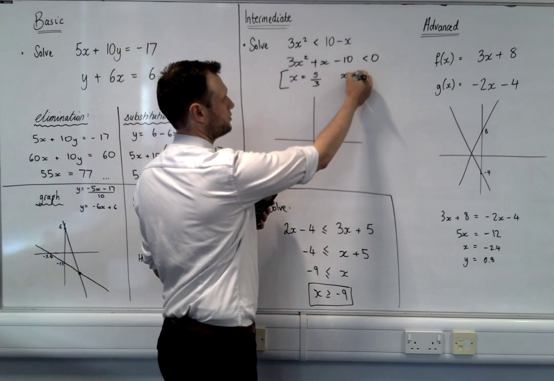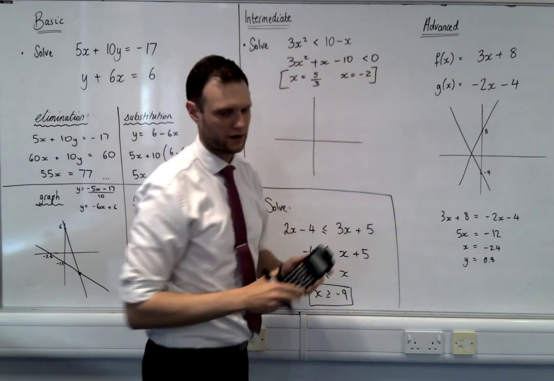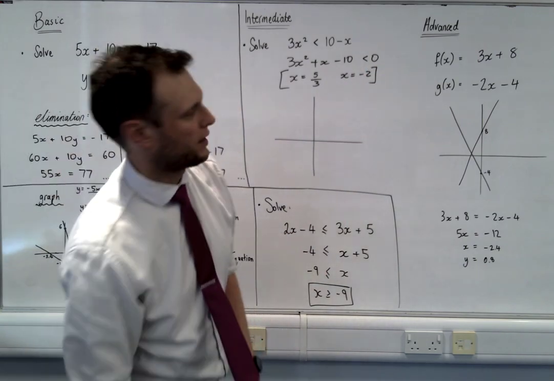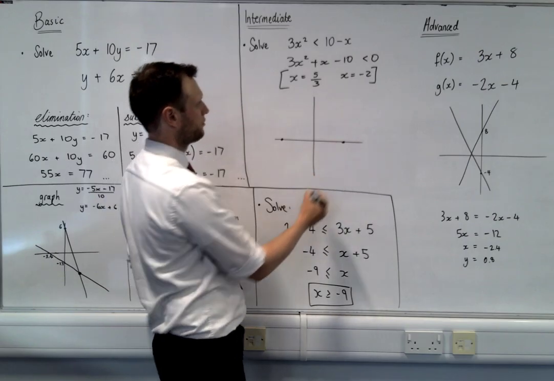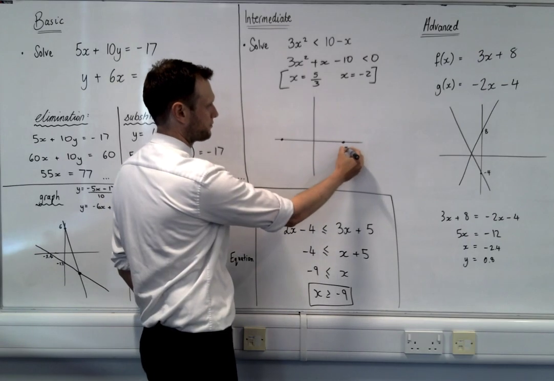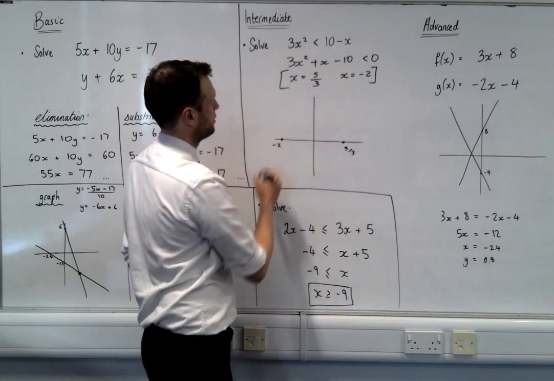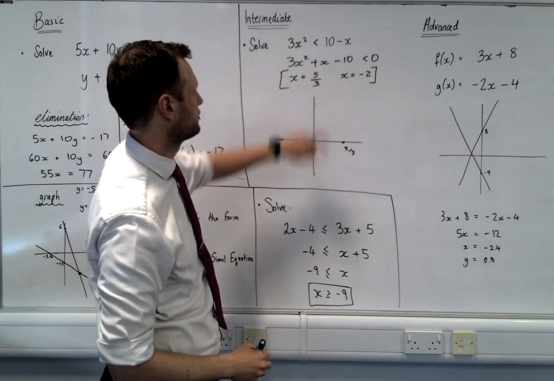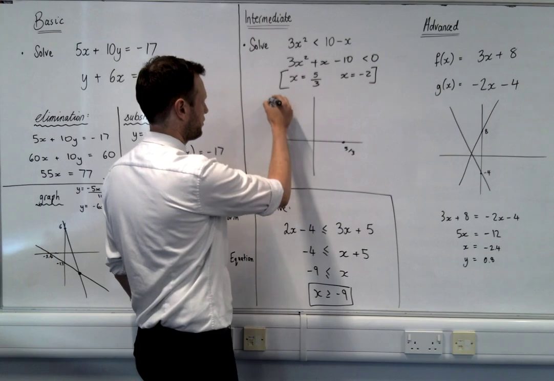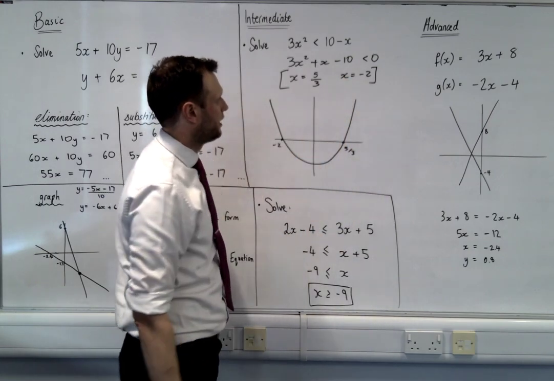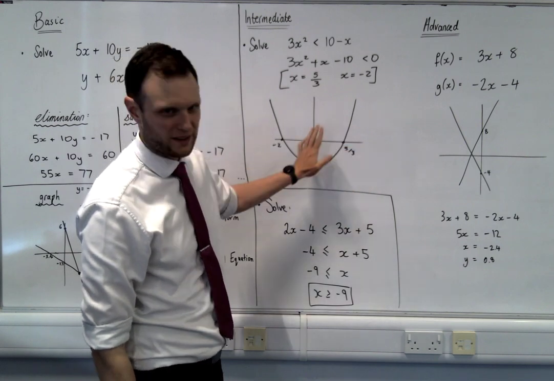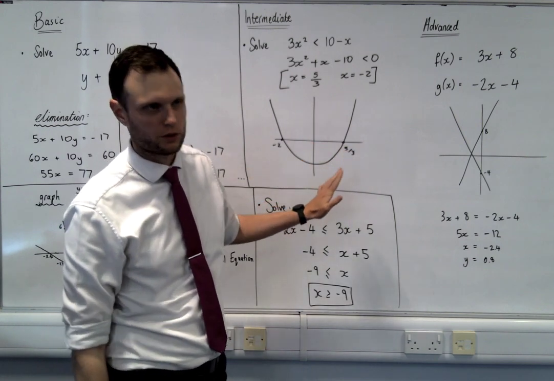What I'm doing is I'm just finding where it crosses the x-axis. So it's going to cross the x-axis at -2 and positive 5/3. It's a positive leading coefficient, so we're looking at a graph that looks like this. Most of that is just the same as doing anything with a quadratic.